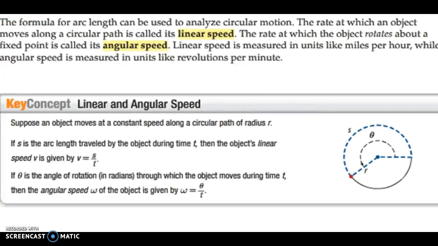Now, the next thing we're going to talk about, linear speed and angular speed. So, the formula for arc length can be used to analyze circular motion, motion that goes in a circle, obviously. The rate at which an object moves along a circular path is called the linear speed. The rate at which the object rotates around a fixed point is called the angular speed. So you can see the difference is linear speed is around the circle, angular speed is around the fixed point.